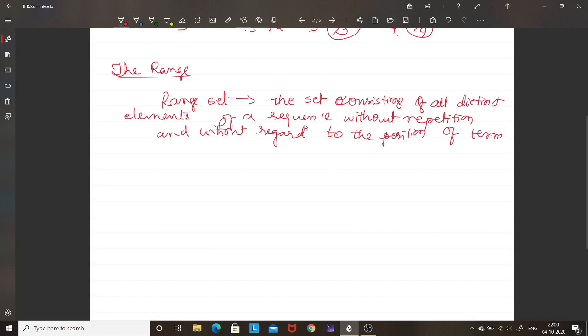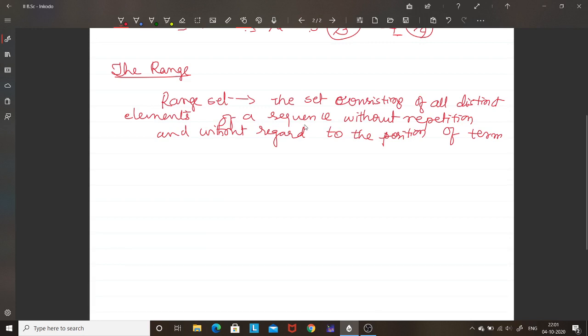So it consists of all the distinct elements. That's the output of your sequence, so it has to be without repetition. We should not consider the repeated terms, and without regard to the position of the term. Whatever the position, however many times the same term is repeated, we should not take it into consideration. Okay, now let's see an example to understand this definition.